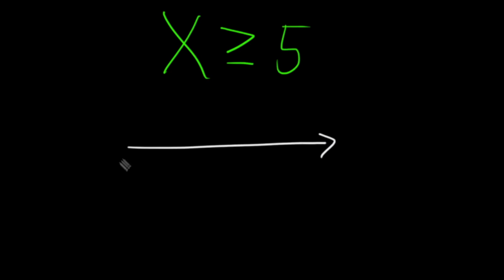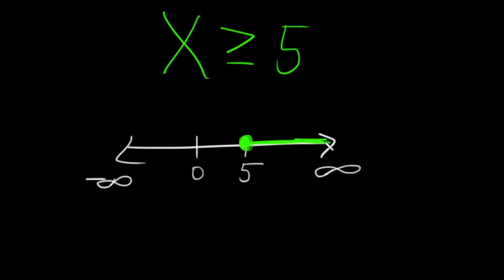Now, what if our inequality was x is greater than or equal to 5? Like before, we'll use a number line. If 0 is here, 5 is going to be to the right over here, negative infinity to the far left, and positive infinity to the right. In this inequality, we're greater than or equal to 5. So this time, it's not going to be an open circle, but a closed circle at 5 to indicate that we're including the 5 here. And then we'll shade to the right, since x was greater than or equal to 5.